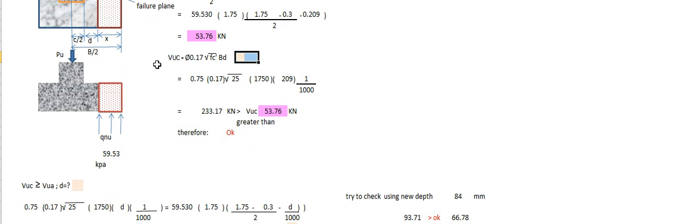Calculating the ultimate shear capacity, Vuc equals phi times 0.17 times square root of fc times big B times d. By substitution of the values, it is equal to 233.165625 kilonewton, greater than 53.76 kilonewton. Therefore, OK.